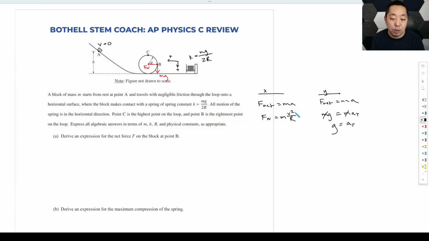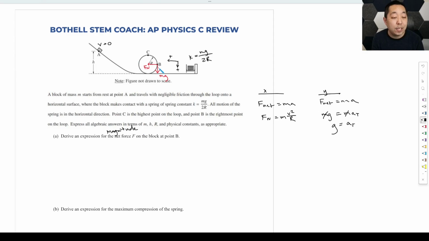And that way, if I know that, I can figure out Fn, and then I know this is mg, I can figure out what Fn is, and then I can do Pythagorean theorem to then calculate the net force at B. This is for the magnitude, by the way. This should have been stated. So let's figure that out.